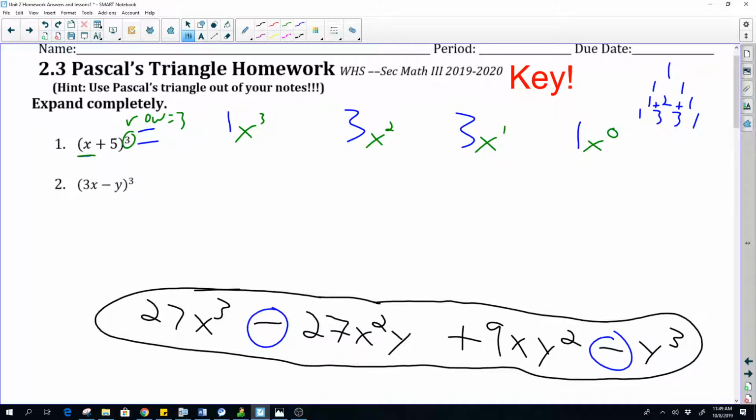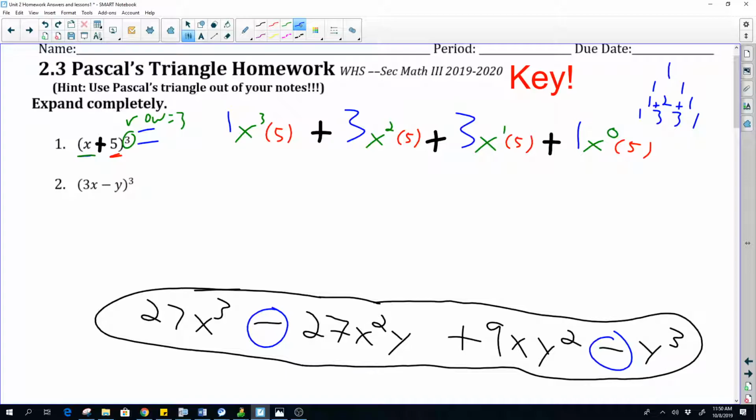Then we'll go ahead and use the next term. So that one's done. That was fast. Then we'll go ahead and do in red the number 5. That's the second term of our binomial there. And we're going to write 5 in parentheses all the way across, just like that. And we'll go ahead and put plus in between each one, because it is a plus.